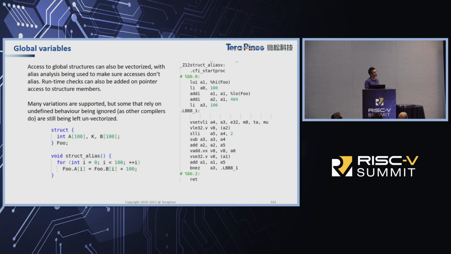And the next example is for global variables. Because we have enhanced the alias analysis pass, our compiler knows if the memory overlaps in the inner loop. So you can see the quality of the generated assembly is very good. There's no extra redundant assembly in the inner loop.